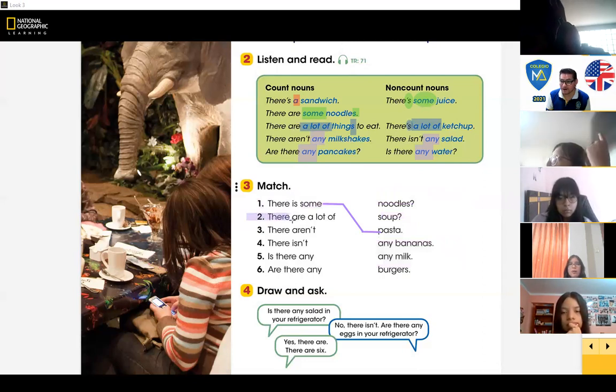Dice, there are a lot of. Otra vez, partimos de lo mismo. Affirmative, negative, or question. There are a lot of. Vamos, chicos, analizamos. Affirmative, negative, or question.